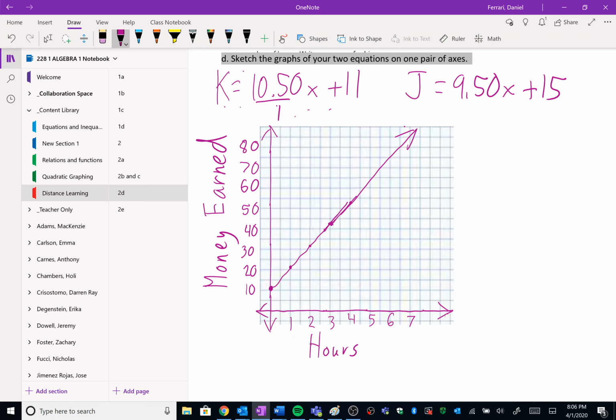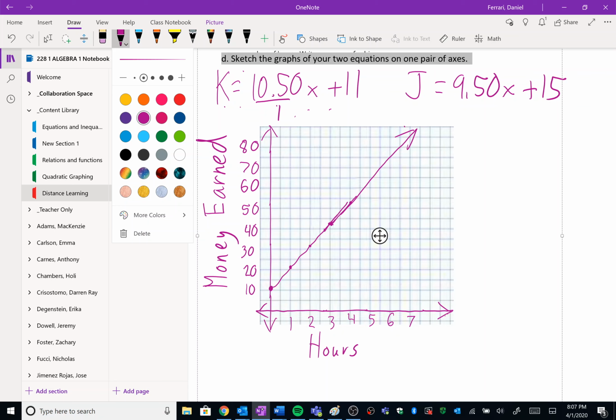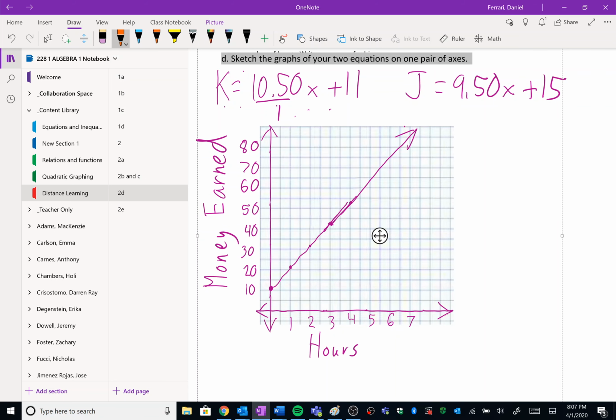So let's do Jordana very similarly really quick. The first thing, I'm going to change colors for her just to make it a little more obvious. Let's do her in orange, sure. So we're going to put our first point at 15, which is halfway between 10 and 20. And now I'm going up 9.5.